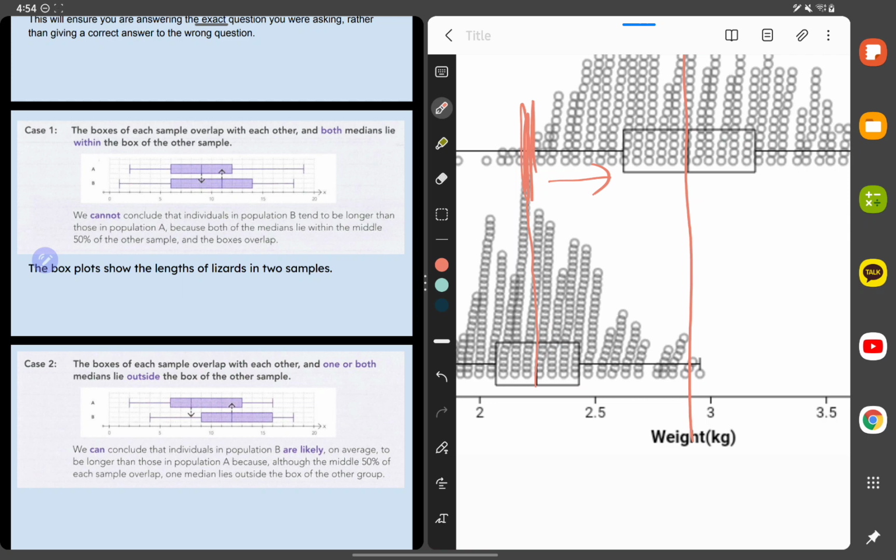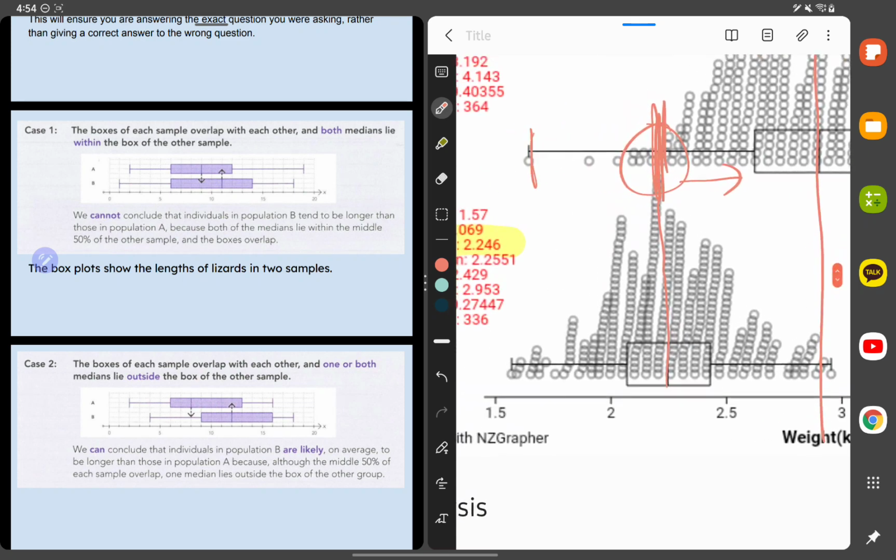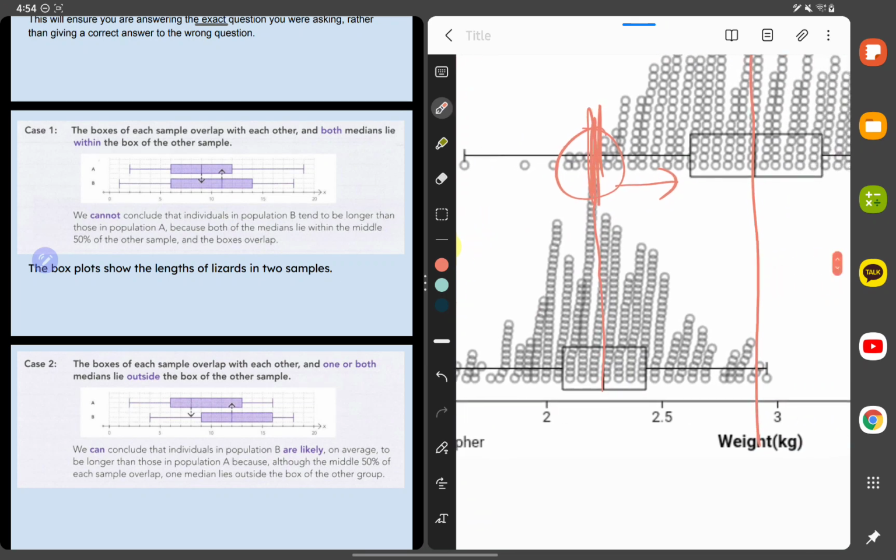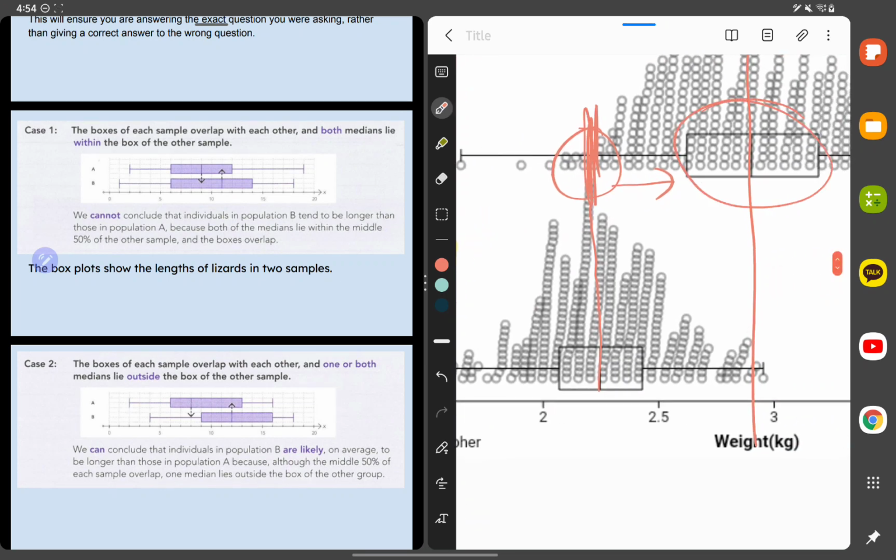So that's the only part we're looking at. I know it crosses the line, the whisker you may call it. I know it crosses that, but we're only concerned about this box there. Does it cross it? Does it not cross it? And that's what's important to us.